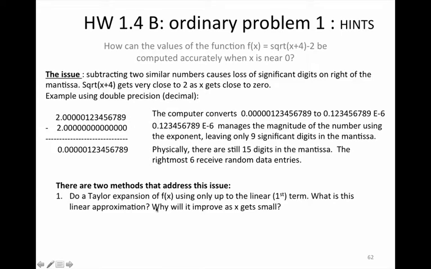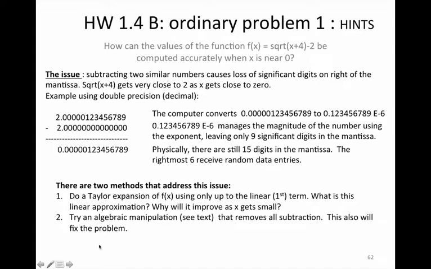The first one is our good friend, the Taylor expansion. So go ahead and take the square root of x plus 4, do a Taylor expansion, but don't take it beyond the linear term. So find out what the constant is, find out what the linear term is. Then look at the error term and ask, will it get better or worse as x gets small? And I think you'll find it gets better, and you need to say something about why. So that will give you the first way to address the problem. If you do that, you don't have to do anything else.